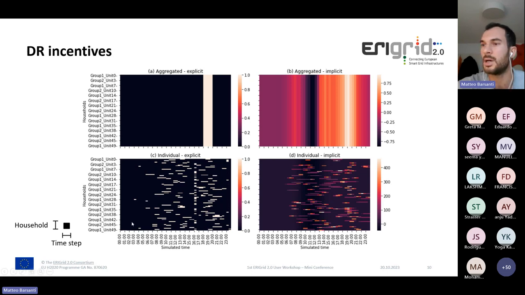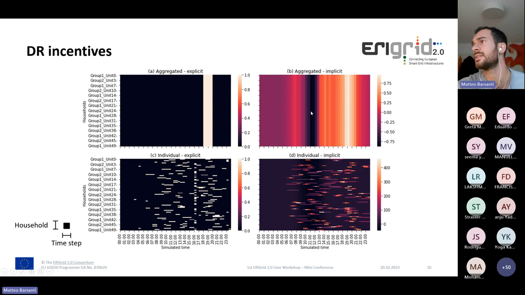Here are four heat maps, and each cell of the heat map is represented by a household and a time step. Let's take the first case, aggregated explicit: all the households are receiving the same signal at the same time, between 6 and 8 in the evening. If the household is expected to run the dishwasher or washing machine at this time, they are forced to delay the switch on by 2 hours. At individual level, the signals depend, of course, on the profile of each user.